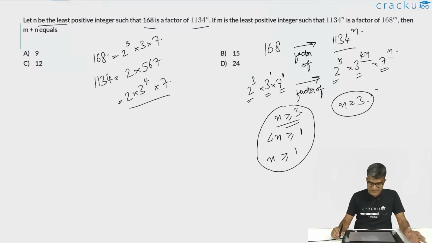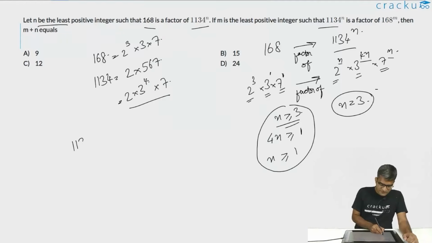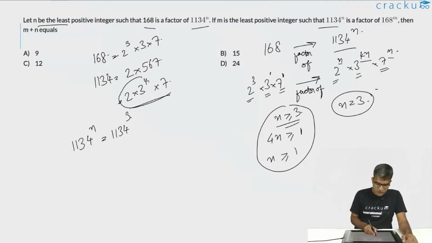Once we are told this, we are also told that m is the least positive integer such that 1134 to the power n is a factor of 168 to the power m. What is 1134 to the power n? 1134 to the power n is equal to 1134 whole cube. 1134 is 2 into 3 to the power 4 into 7. So this is equal to 2 cube into 3 to the power 12 into 7 cube.